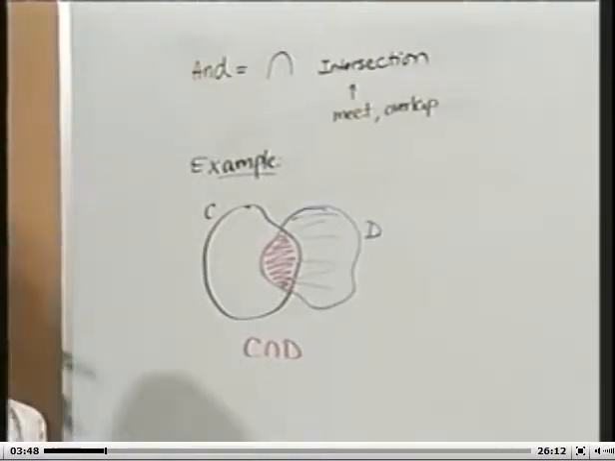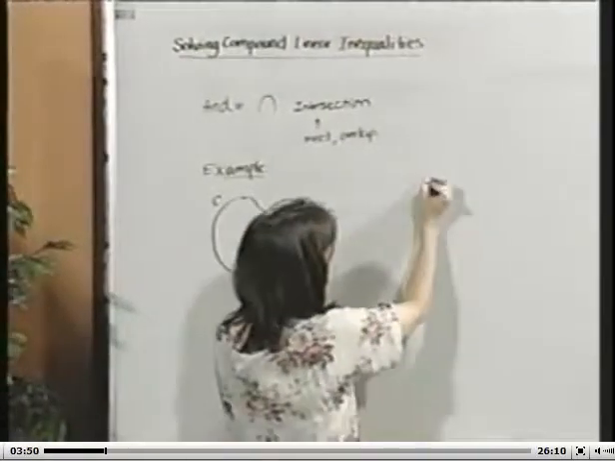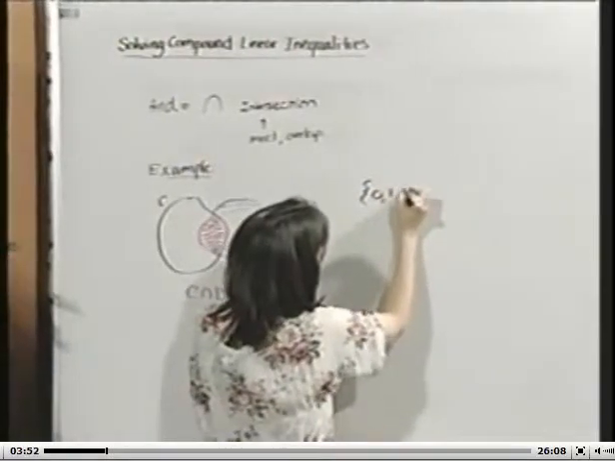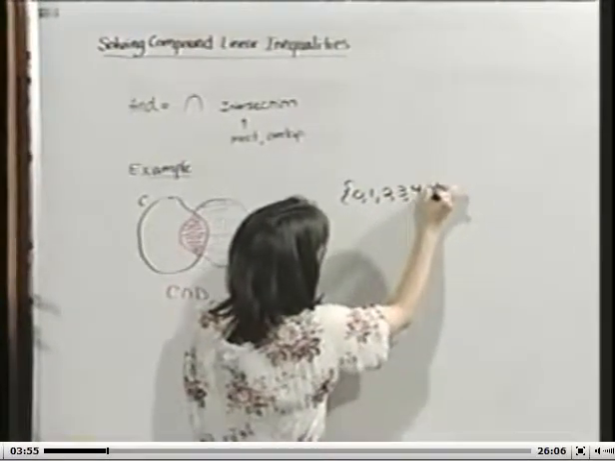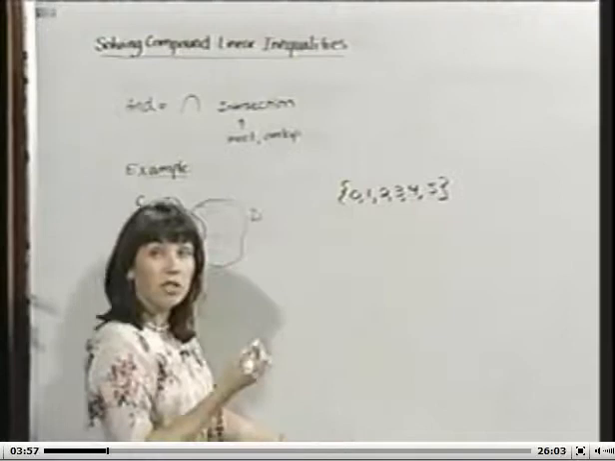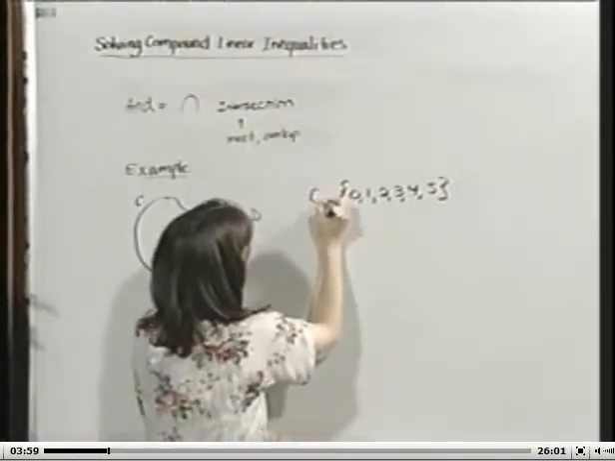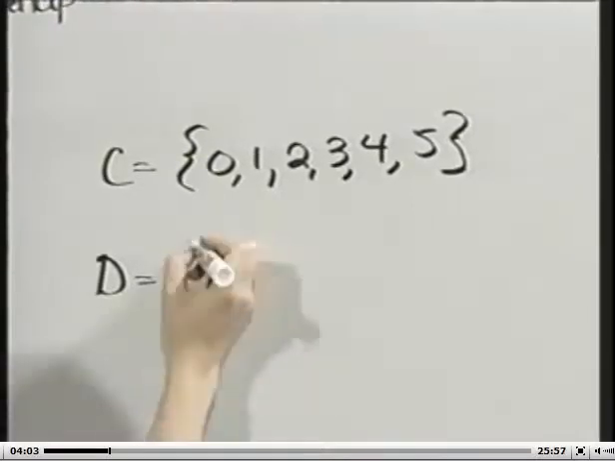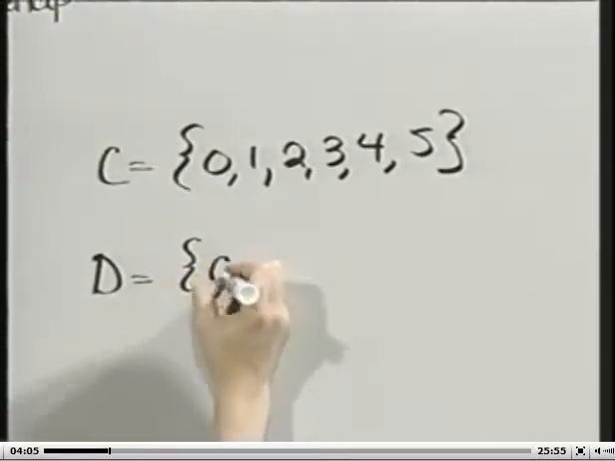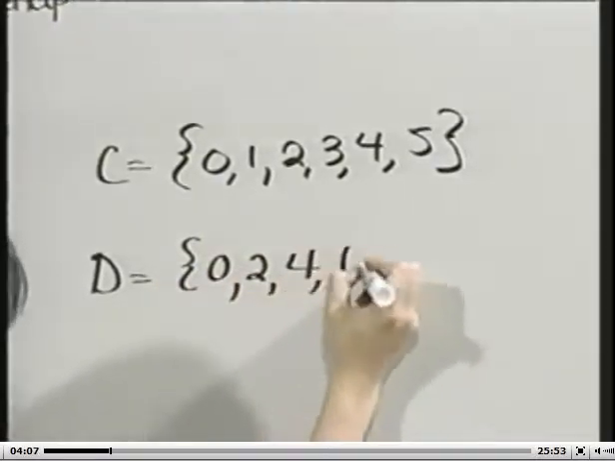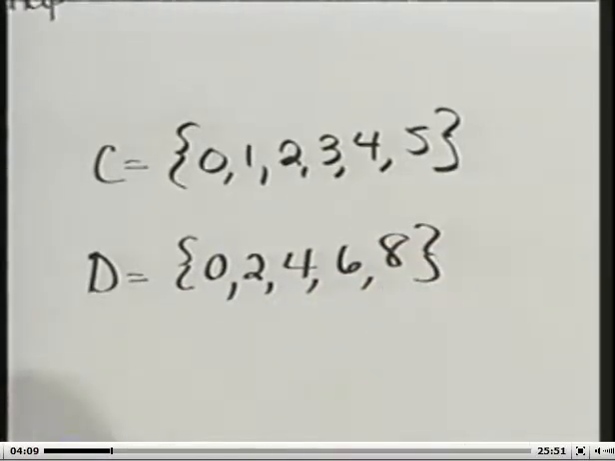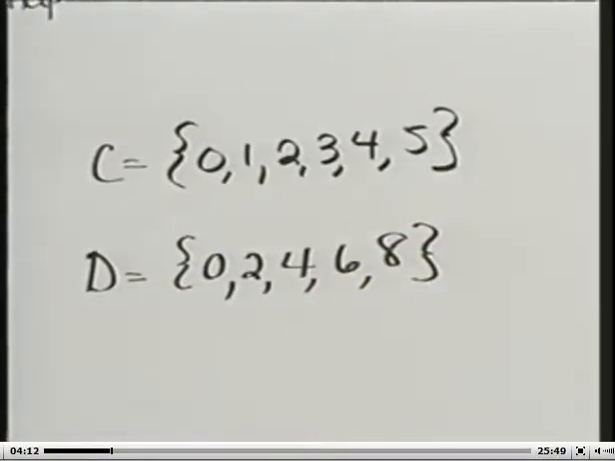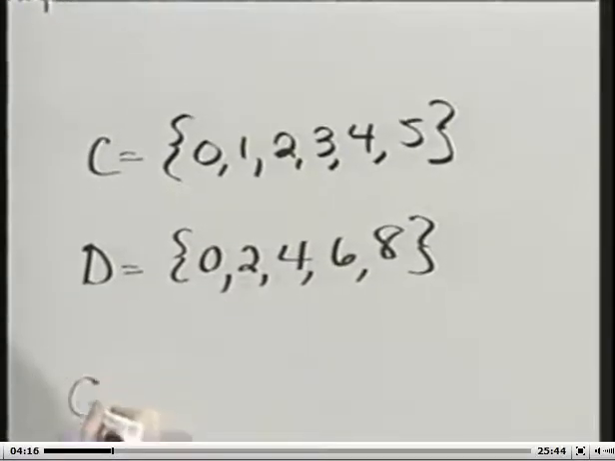Let's take a different type of example. Let's actually take some numbers. Let's take the numbers 0, 1, 2, 3, 4, 5 as our first set. Let's call this set C. And let's take a second set called D. Let's make this a set of numbers, maybe 0, 2, 4, 6, 8. And again, we'll ask the question, what is C intersect D?